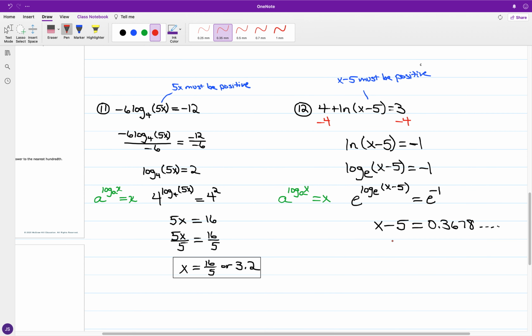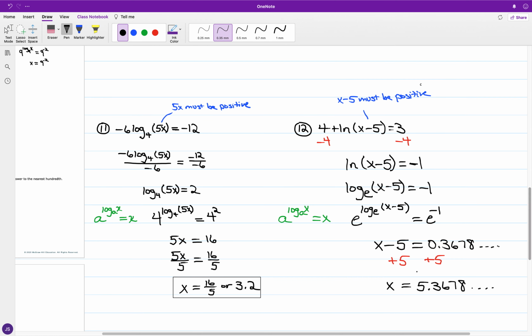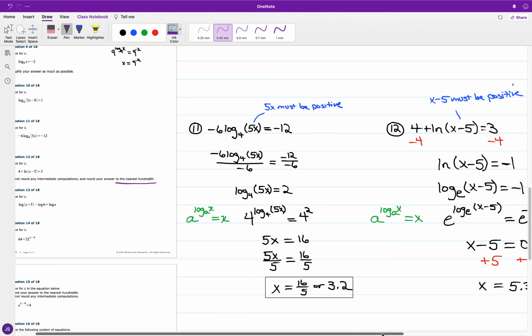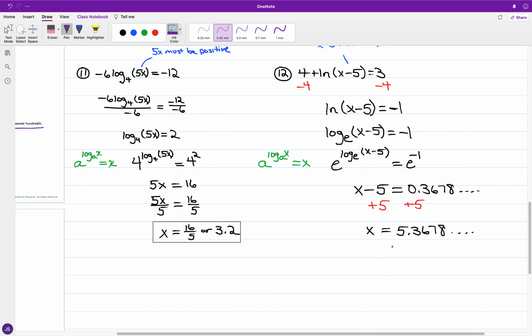Looking at solving for x, if I add 5 to both sides, we're going to have x equal to, among the first digits, 5.3678. And again, the problem is asking to round to the nearest hundredth. So for 5.3678, we have to round to the nearest hundredth, or to the nearest 2 decimal places.